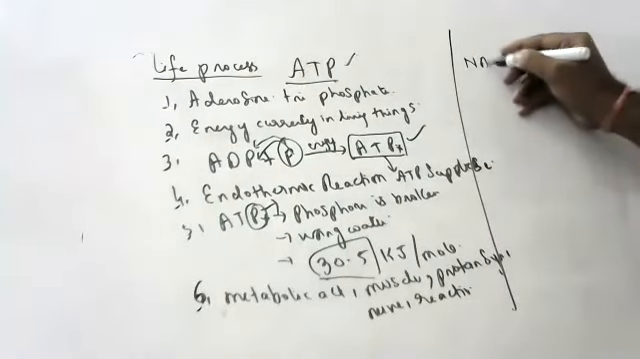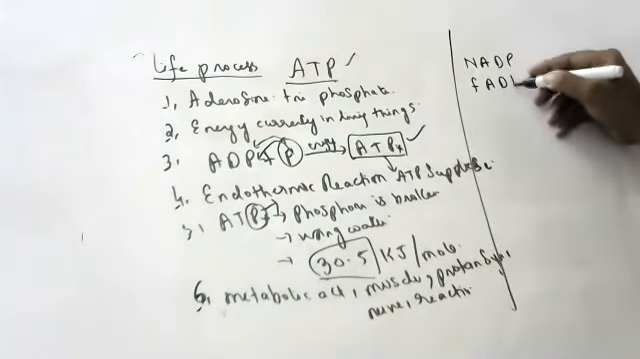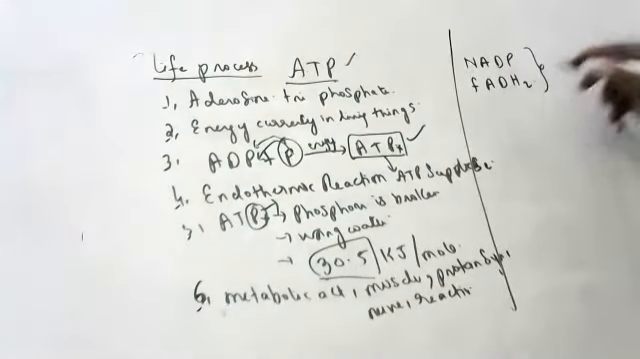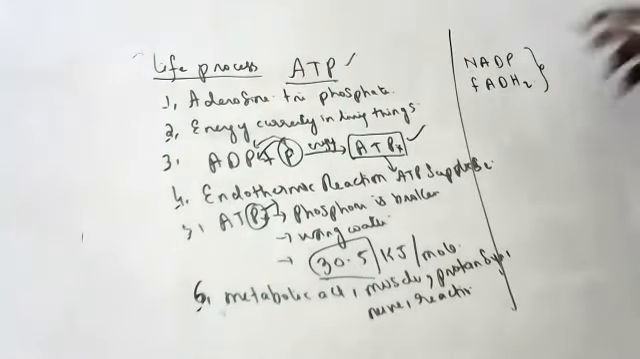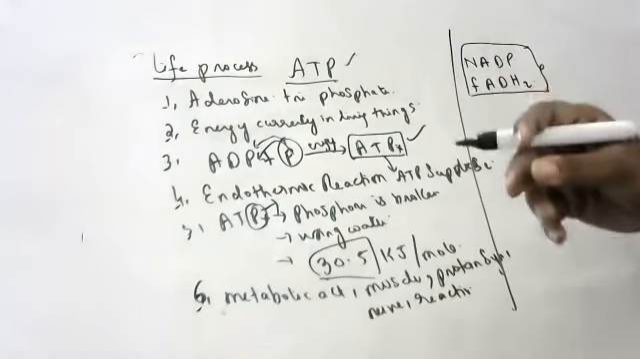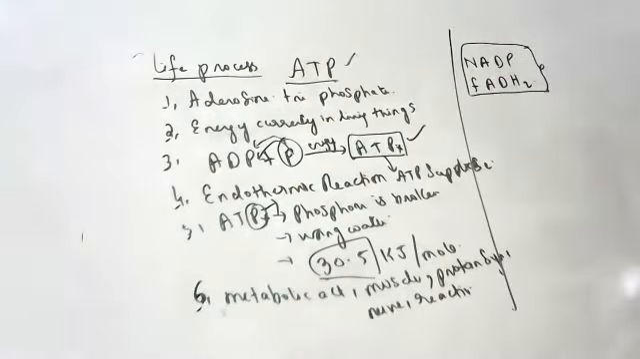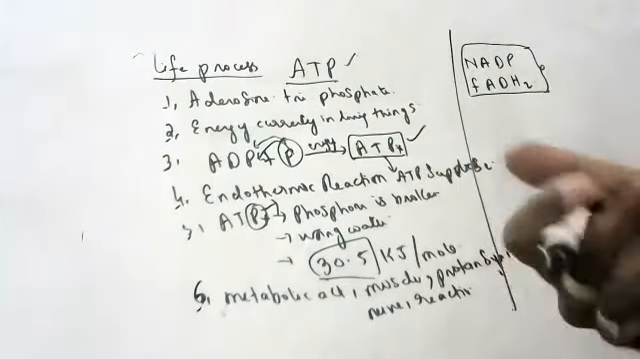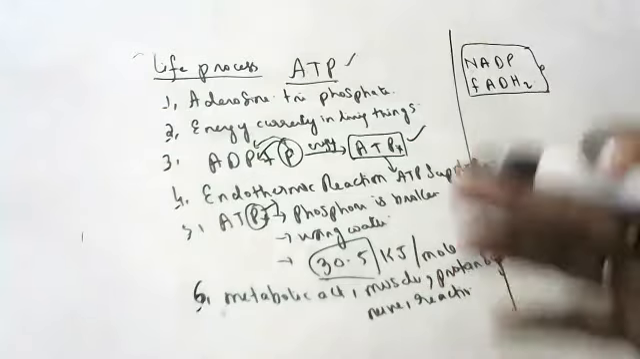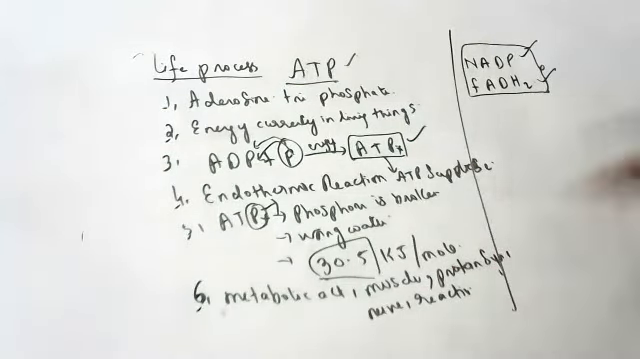Apart from that, NADP and FADH2 are also present, children. They are also energy resources only, but directly we can't use them. Suppose I bring a dollar note in India and ask you to use it. Can you use dollars in India, children? We can't. If I take a rupee note to the US, can we use it? We can't. So NADP and FADH2 are also energy sources only, but we can't use them directly.